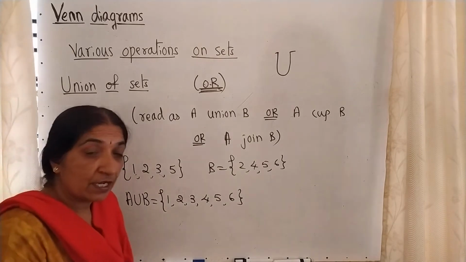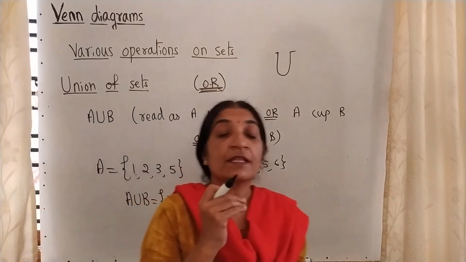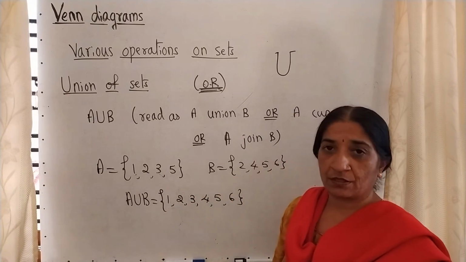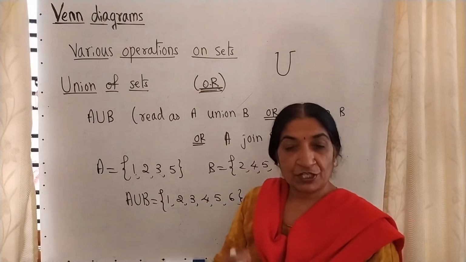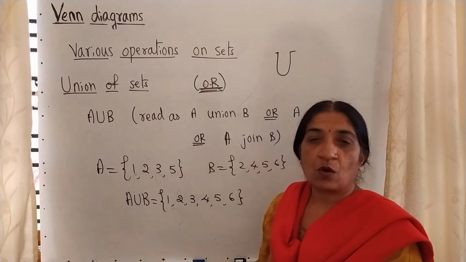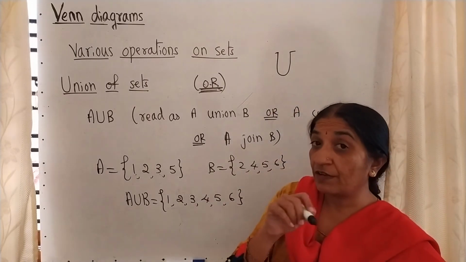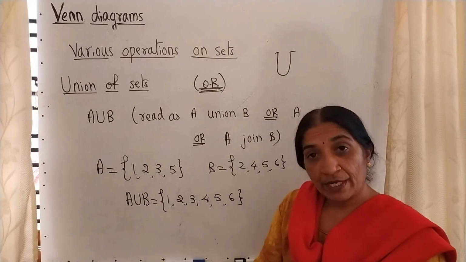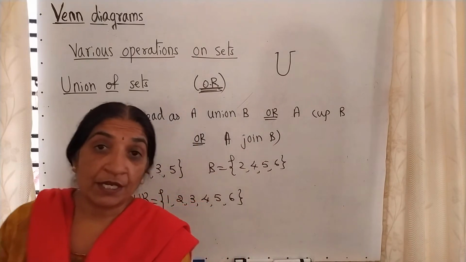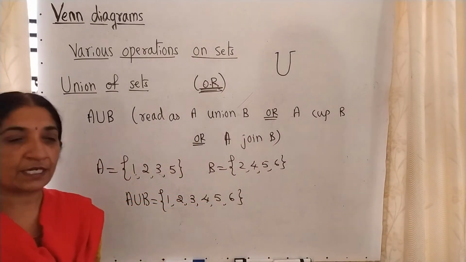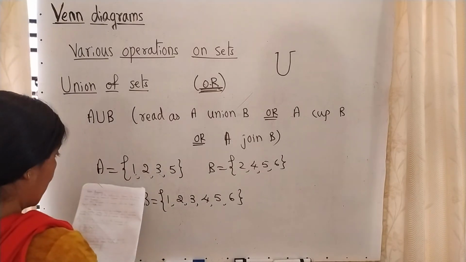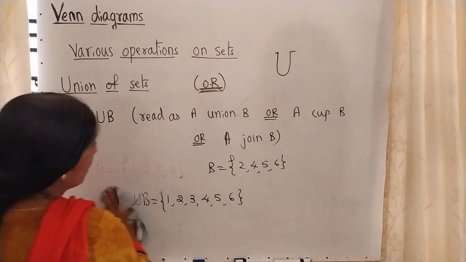Listen carefully, I am explaining slowly, with the basics, two sets. The elements which belong to set A or set B or both. Now you understood why we are using the word or. That is the union, and it is denoted like this, A union B. Now I am writing the definition.